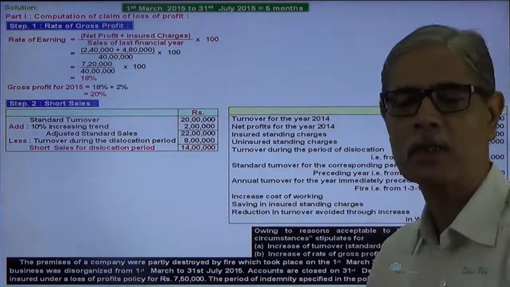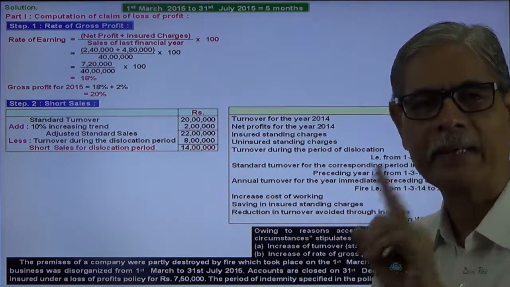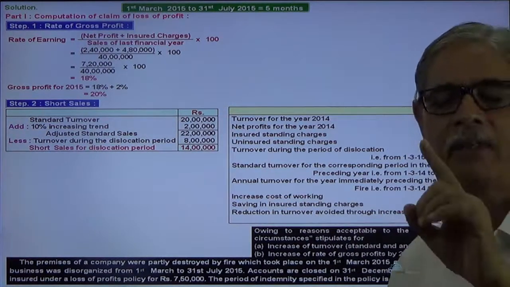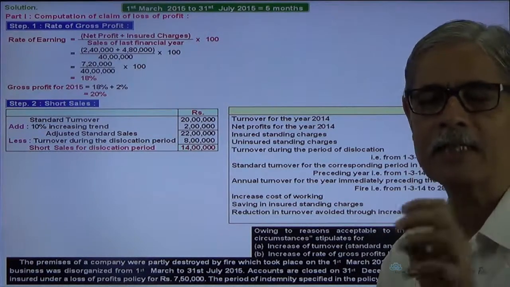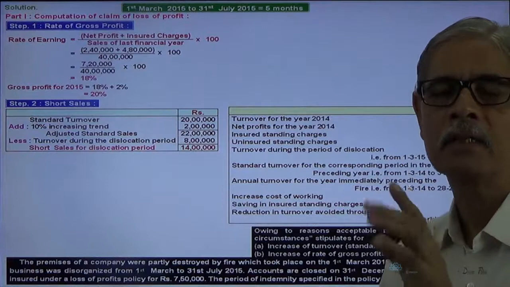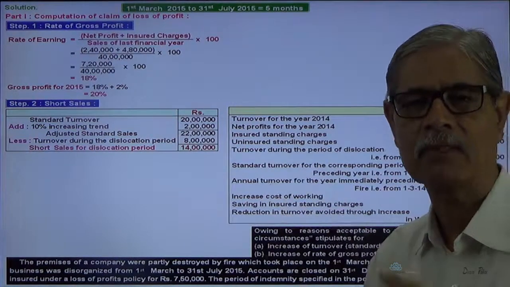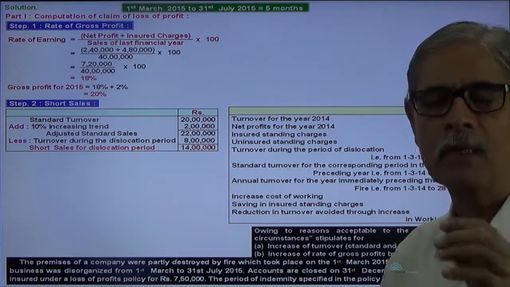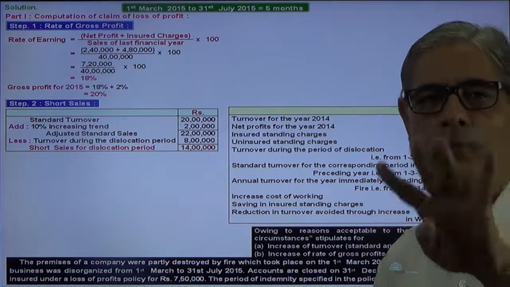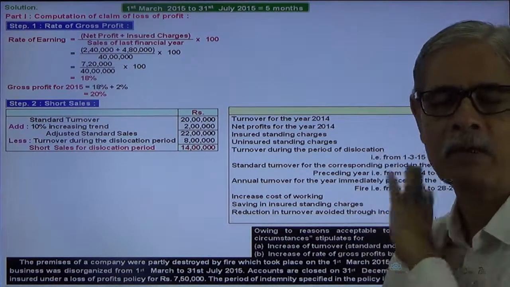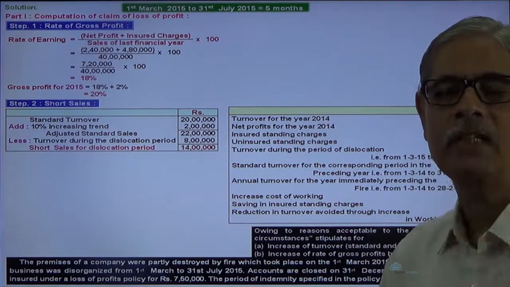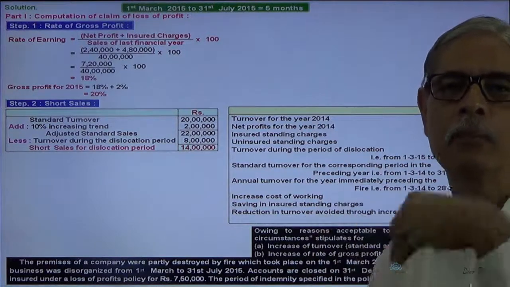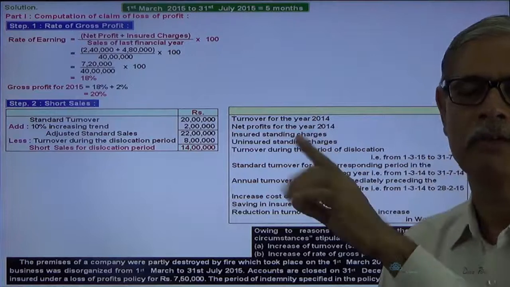So 14 lakhs is the short sale. This short sale would be 10 lakhs, less by 4 lakhs, if this increased cost of working, 1,50,000 additional expenses to promote the sale, is not incurred. So additional expenses incurred is 1,50,000 and the advantage obtained against that is turnover that could be increased by 4 lakhs. Now 4 lakhs is the turnover achieved by the expense of 1,50,000. So the person who is claiming for a loss of profit will ask that I should be given the additional expenses incurred to promote the sale, 1,50,000. So I would like to claim 1,50,000.